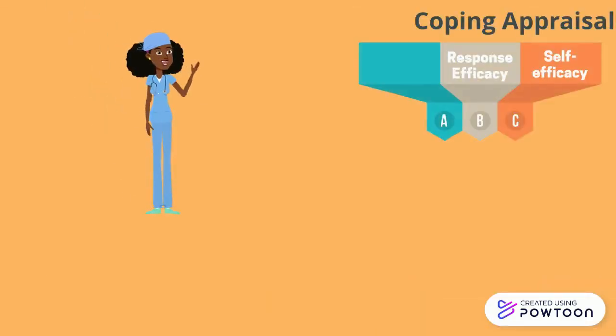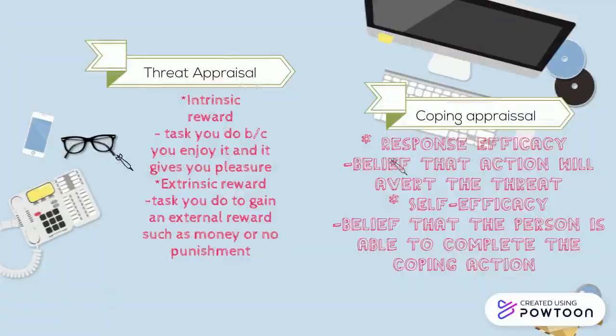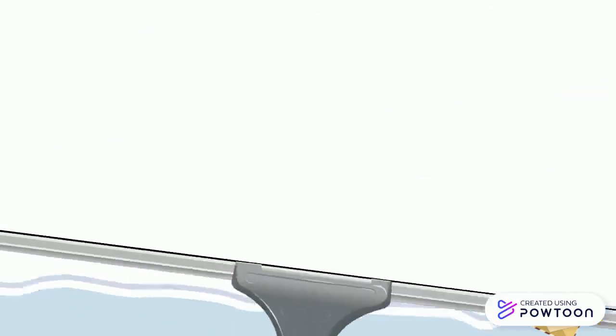The coping appraisal process focuses on the adaptive responses and one's ability to cope with and avert the threat. This appraisal includes adaptive behavior. Intrinsic reward is a task you do because you enjoy it. Extrinsic reward is a task you do to gain an external reward. Response efficacy is a belief that action will avert the threat, and self-efficacy is a belief that a person is able to complete the coping action.